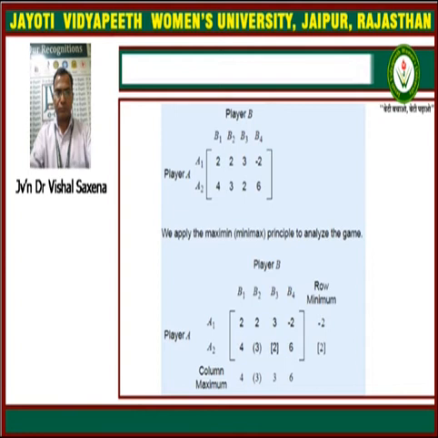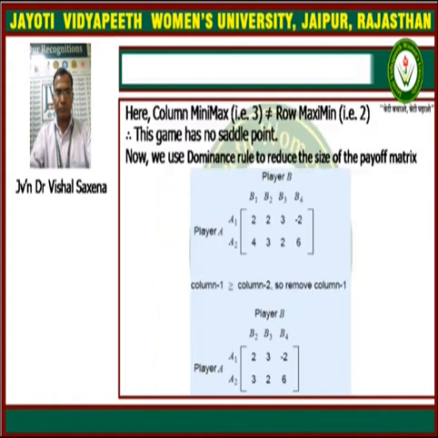We can see that the maximin value and the minimax value are not the same, because the minimax value is 3 and the maximin value is 2. Therefore the game has no saddle point, because these two, minimax and maximin, are not equal.